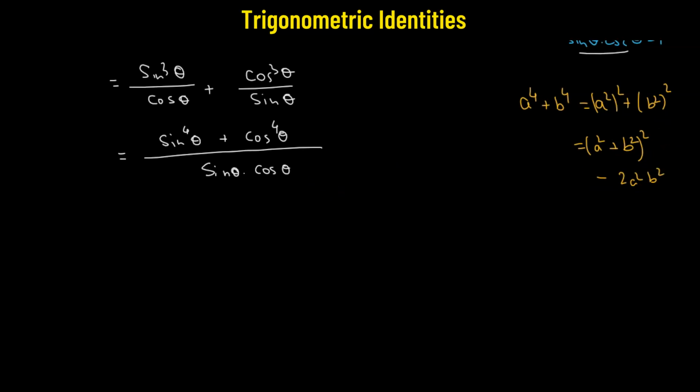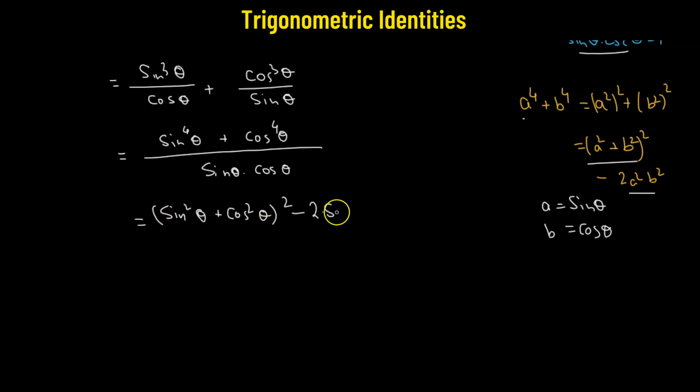So let's apply this. Let's write it down. a is sine theta and b is cosine theta. So this is the result that we should obtain. We will get in the numerator sine squared theta plus cosine squared theta whole squared minus 2 times sine squared theta times cosine squared theta, whole divided by sine theta times cosine theta.